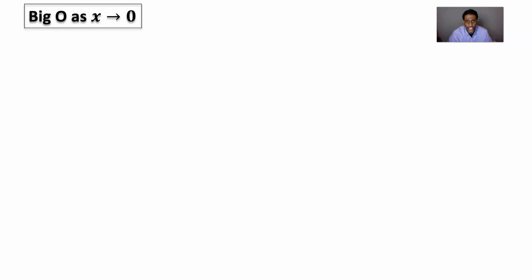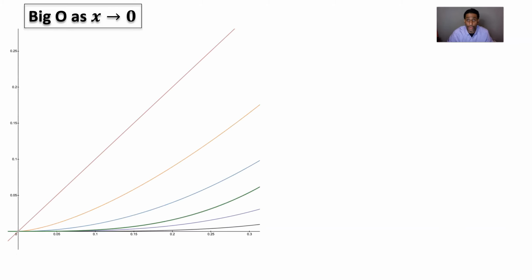Let's start by considering just the basic polynomial functions: y equals x squared, y equals maybe something in between there, x to the 3/2, y equals 2x cubed, y equals x cubed, and y equals x to the 4th. What are we doing with these guys? We're looking at them as x goes to 0. Focus your attention on the origin there.